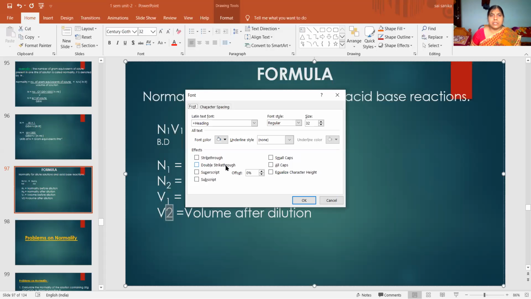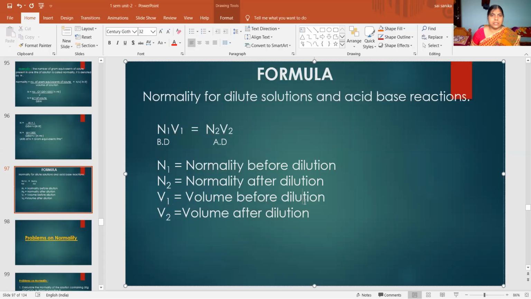Okay, now we will see the problems based on normality. So this is about the formula.